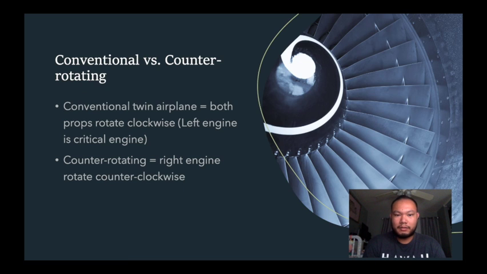Now let's talk about conventional versus counter rotating. On a conventional twin, if you're looking at it from the back of the aircraft, both propellers spin the same way, clockwise. On a counter rotating twin, looking at the plane from the back, the left prop turns to the right, or clockwise, and the right one turns counterclockwise. So in counter rotating airplanes, they don't have a critical engine, but in conventional airplanes, the critical engine would be the left engine.